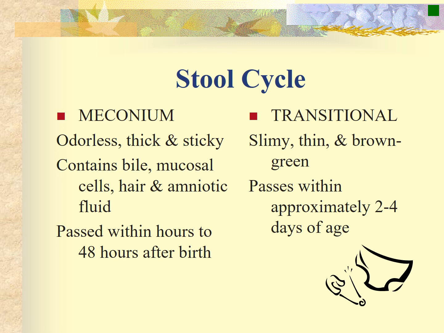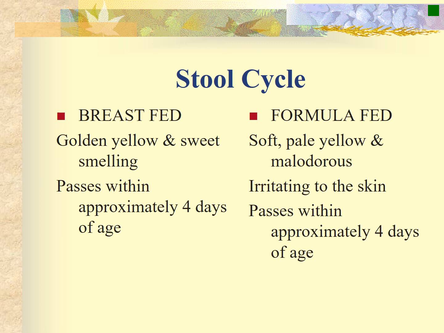Then they go into a transitional stool, which is slimier, thin, kind of brownish green, and that lasts for about 2 to 4 days. The stool cycle then splits based on whether they're breast or bottle fed. The breastfed babies' stool is more of a golden yellow. The term is sweet smelling, I don't know about that, but it doesn't smell bad. It's just there. And that'll happen within about 4 days of age. You start seeing that kind of stool.